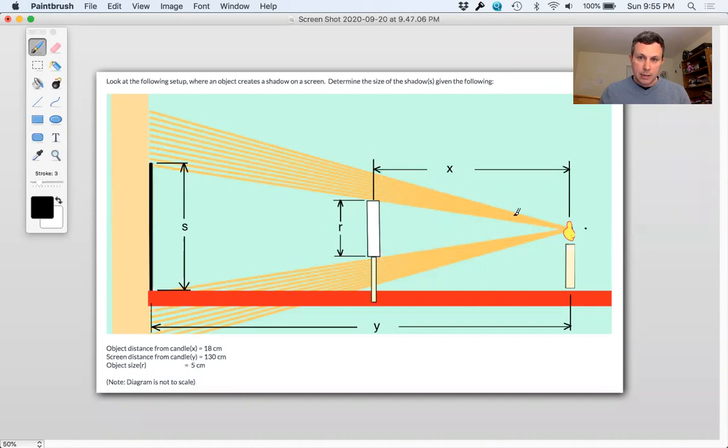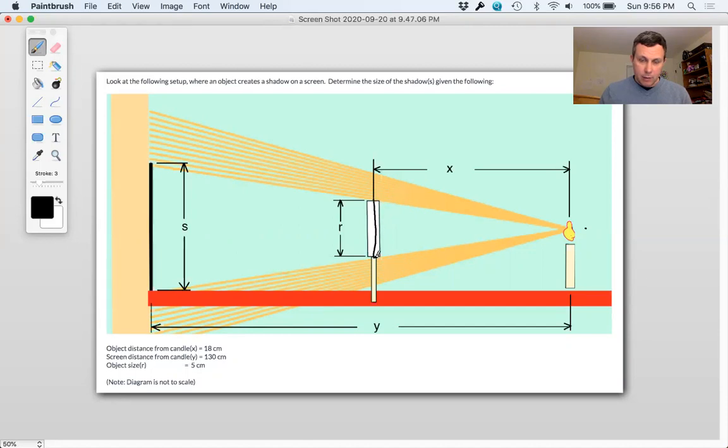And since the light's coming in at an angle, it's going to keep going towards the screen at that angle. And the idea is eventually there will be a shadow on this screen that is bigger than the original object. And so in this particular question, our goal is to figure out how big the shadow is. So the key to this is to realize that we can look at this as a series of triangles. So there's a triangle here.